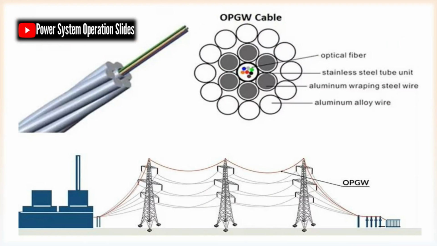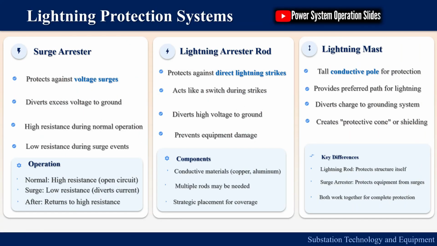Zones of protection. Each equipment zone trips independently when faults occur within its boundaries. Overlapping zones prevent unprotected segments. Proper zoning enhances system dependability.